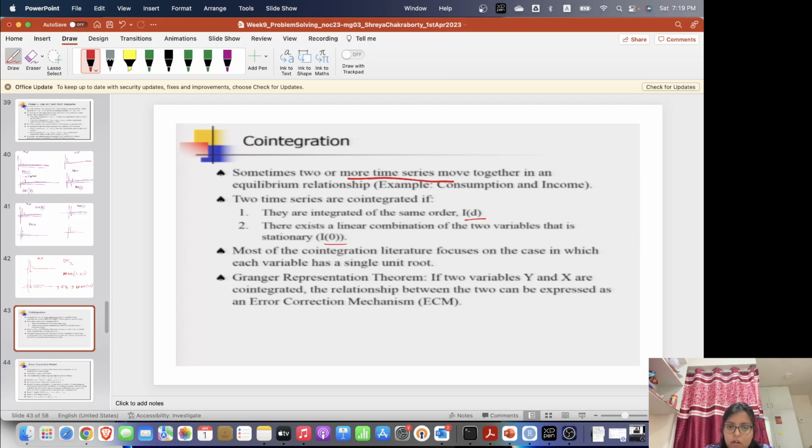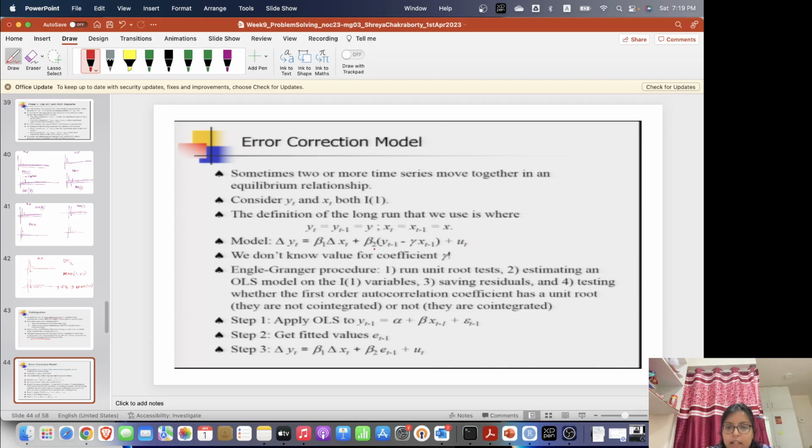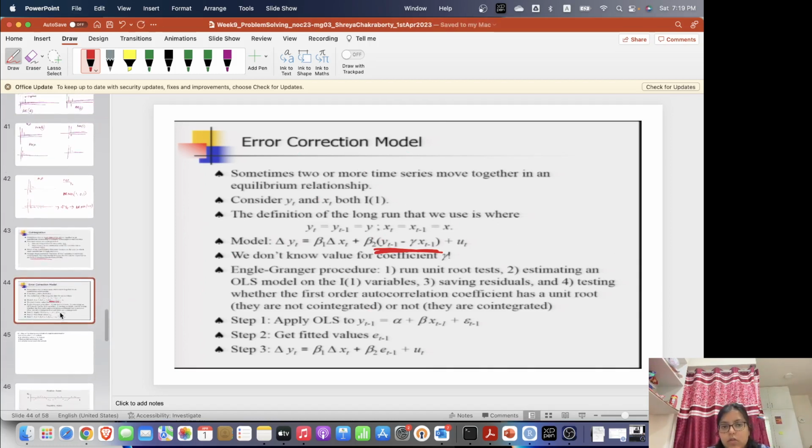And there is also an error correction mechanism that was proposed, where the error correction term accounts for a shift from the equilibrium. Here we described how to get the fitted values, apply the correction term, and get an estimate of gamma. We can then use this corrected model and get the estimates of the coefficients. These are advanced topics which, if you are interested, you can look into.